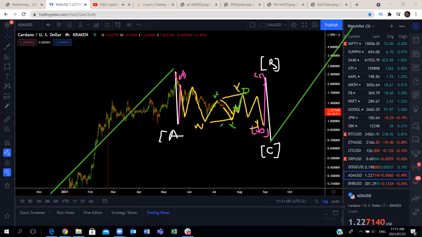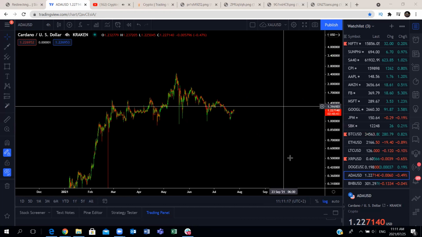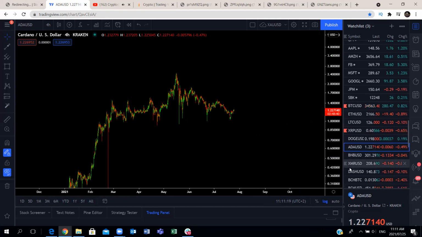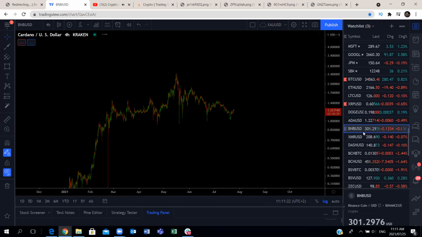That is ADA. ADA is looking pretty interesting and looks more bullish than most cryptocurrencies. I'm not saying that's going to happen now, but I'm saying when the corrective structure is done, it is clear that we're going to see a move to the upside eventually. All right, so that is ADA. BNB, that is Binance.